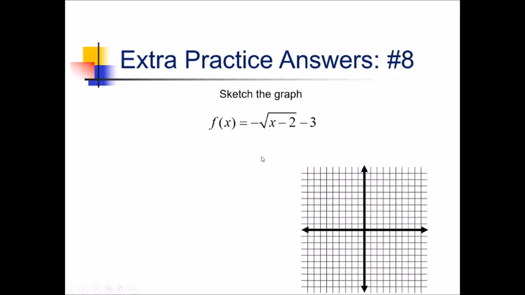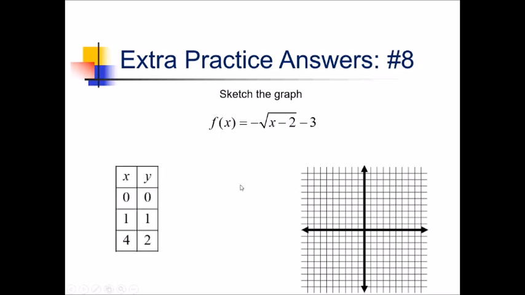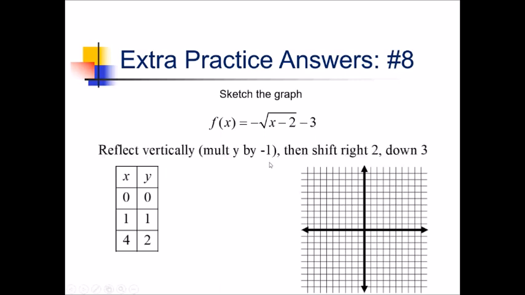To graph this square root, I'm going to make a table with the 3 points I use the most from the original graph and then transform those. So I've got 0, 0, 1, 1, and 4, 2 are my go-to points for square roots. And now for the transformations, the negative outside is a vertical reflection, so multiplying the y's by -1. The -2 inside means we're shifting right 2. The -3 outside means we're shifting down 3. So reflect vertically, shift right 2, shift down 3.